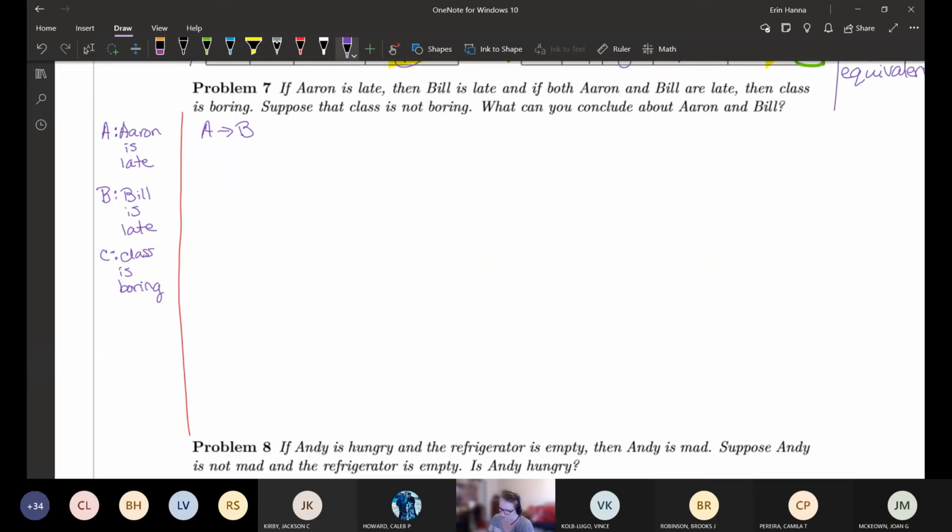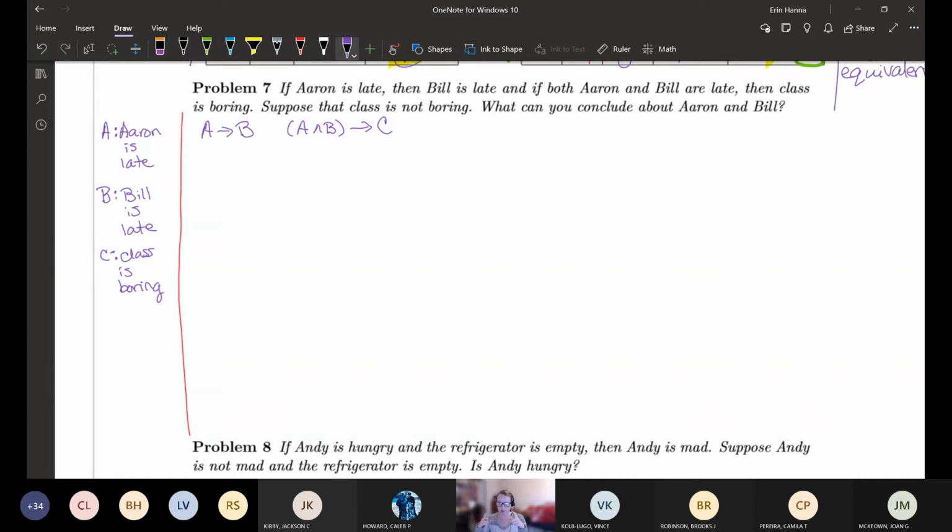So this other statement is: if both Bill and Aaron are late, I know I said that backwards, so essentially, if Aaron and Bill are both late, then class is boring. Now you also want to be very careful.